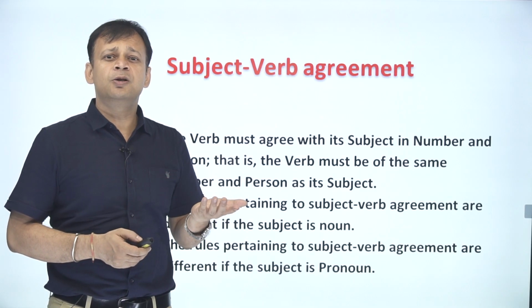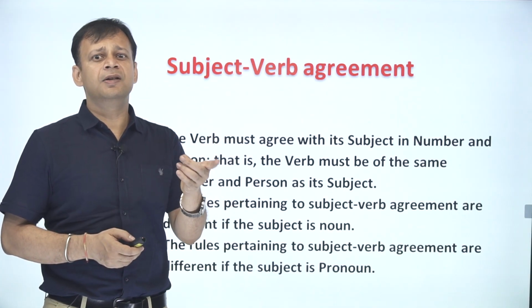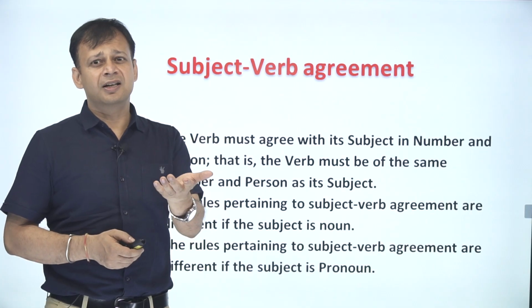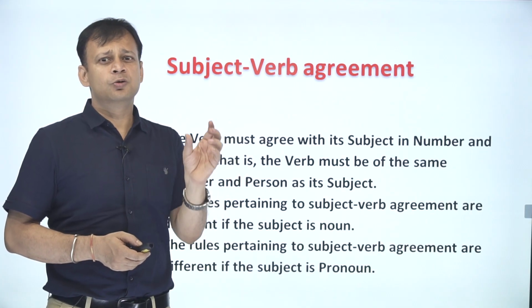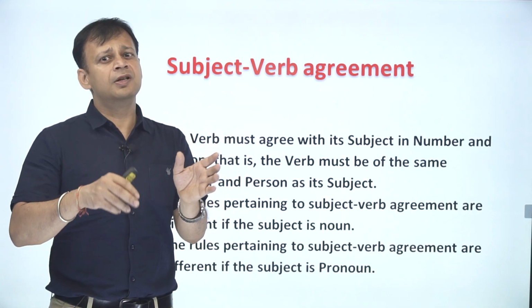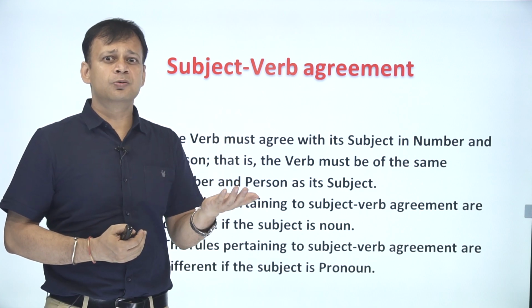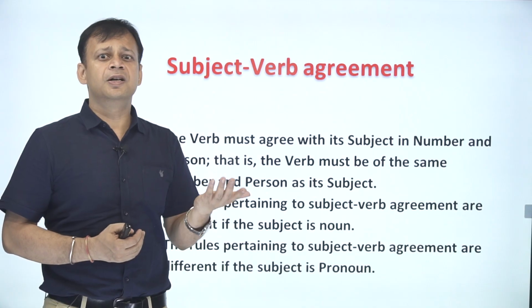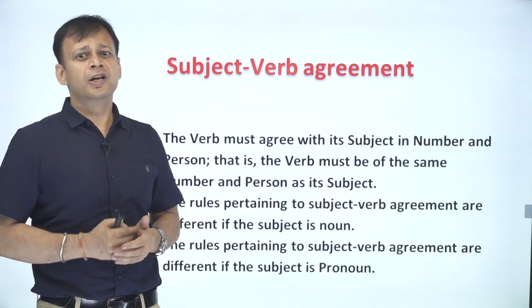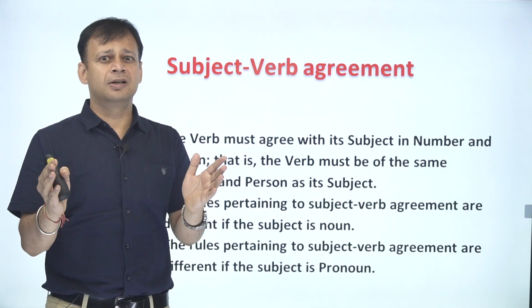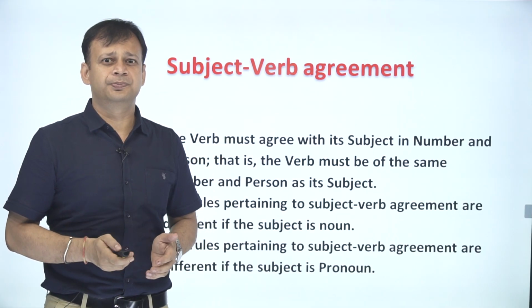The rules pertaining to subject-verb agreement are different if the subject is a noun. As we have already discussed, the subject can either be a noun or a pronoun. So when the subject is a noun, we have a different set of rules for subject-verb agreement, and the rules are different if the subject is a pronoun. We are going to discuss them separately so that you are absolutely clear about how it goes.